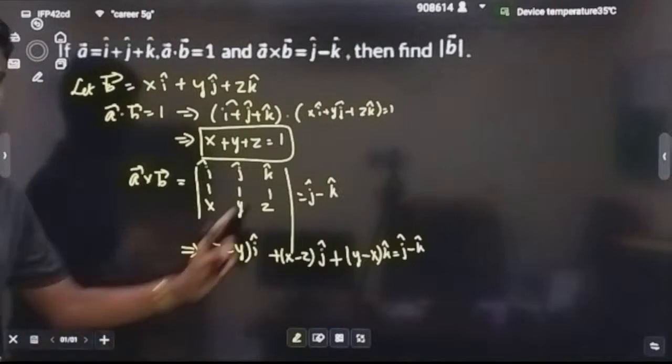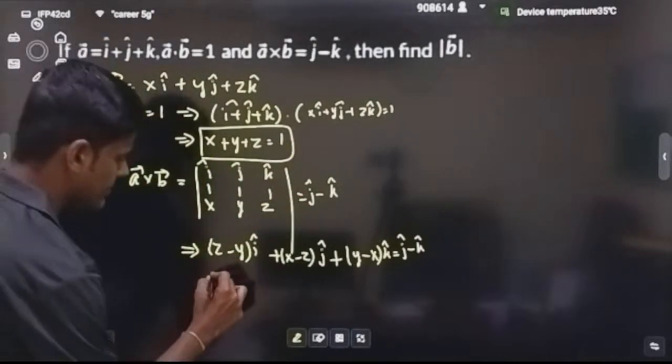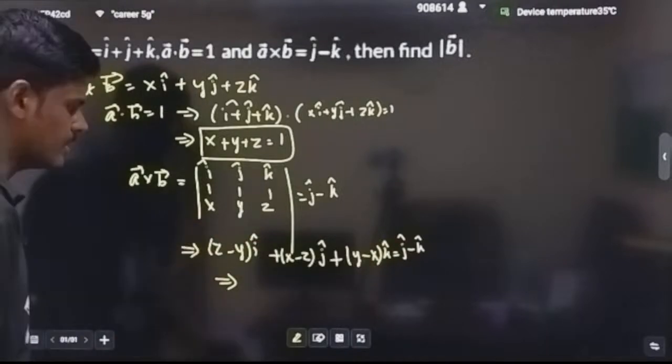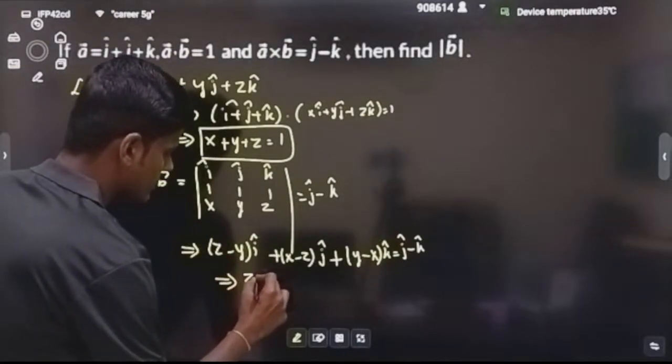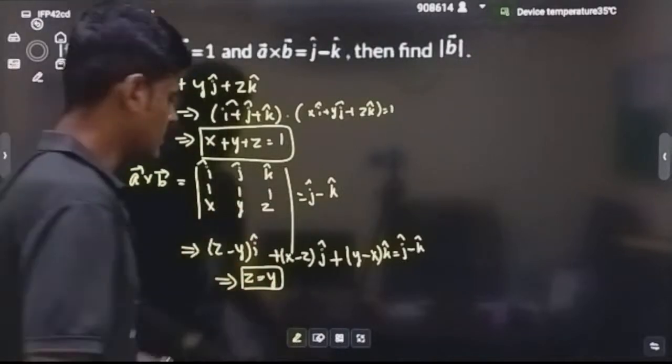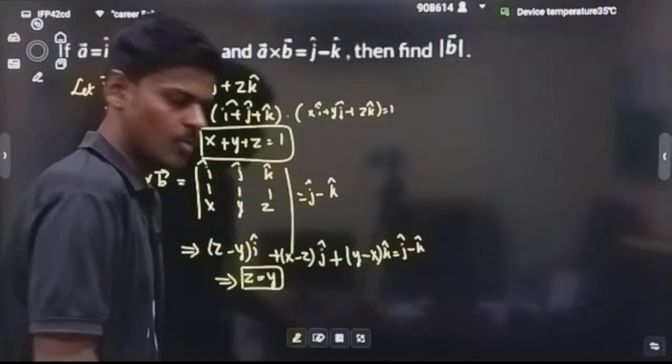Now compare the corresponding components. That means we will get z minus y. Here we don't have any i cap term, so this will be z equal to y. For the next relation, x minus z is equal to 1.